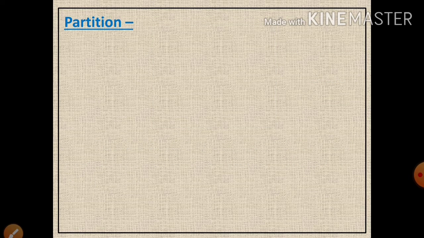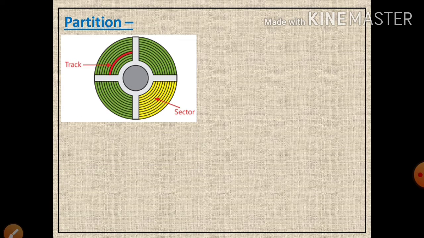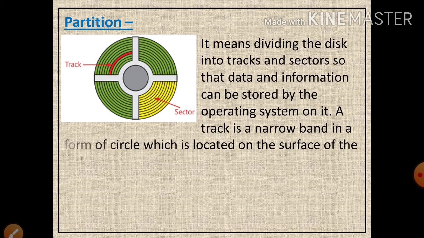Now let us learn about a common term that we use with the hard disk drive, that is partition. What is meant by partition? We are going to learn that in this section. Partition is nothing but dividing the disk into tracks and sectors so that data and information can be stored by the operating system on it.